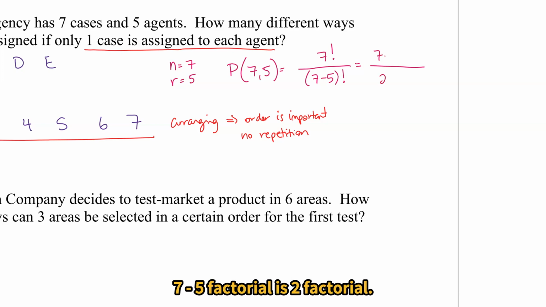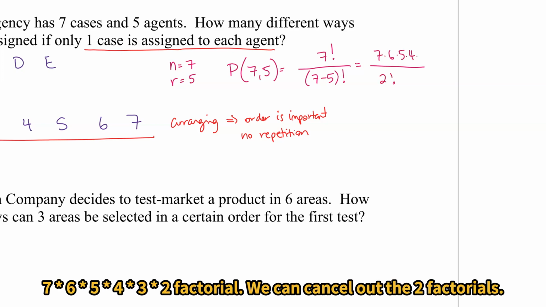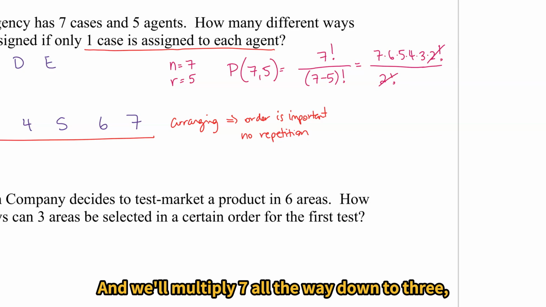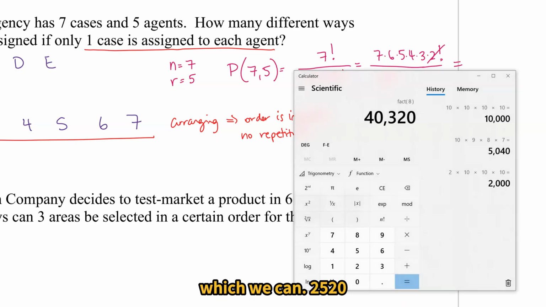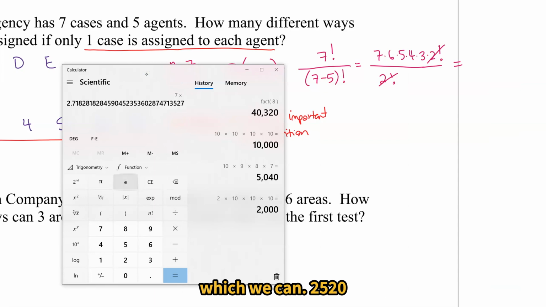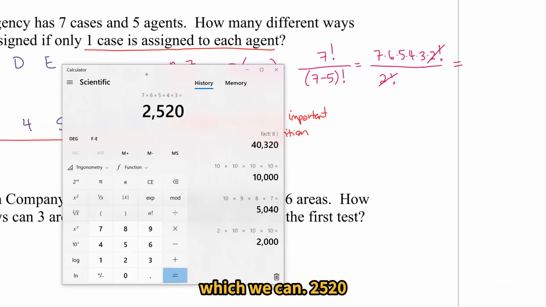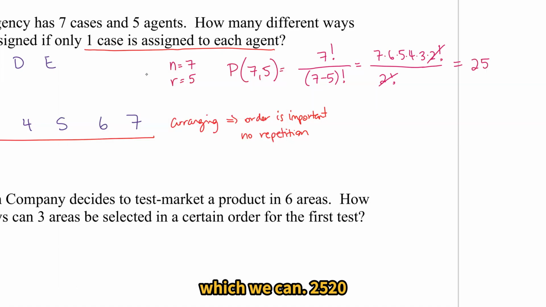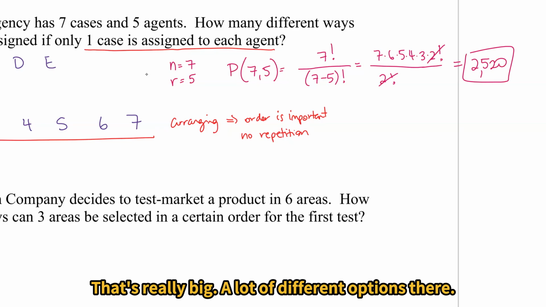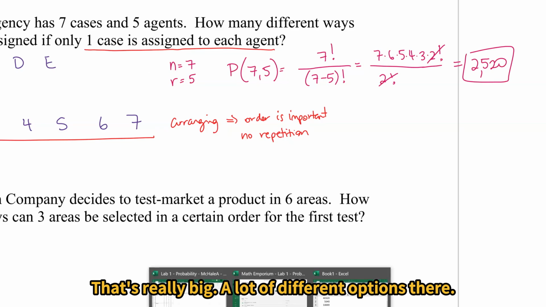7 minus 5 factorial is 2 factorial. 7 times 6 times 5 times 4 times 3 times 2 factorial. We can cancel out the 2 factorials. And we've got to multiply 7 all the way down to 3, which we can. $2,520. That's really big. A lot of different options there.